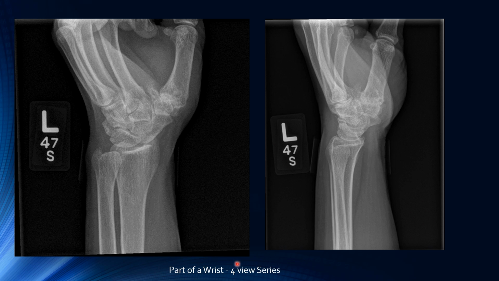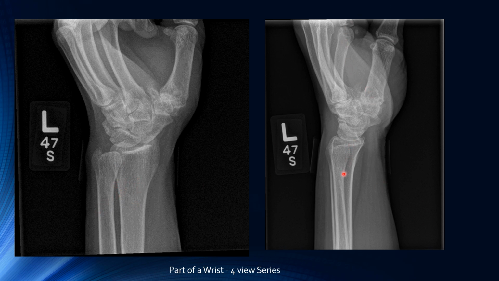Here is the additional 2 views of the four-part series. Here is the oblique wrist, and here is the lateral. Again, here you can see the slight little fracture on that scaphoid. Looks like the hand is obliqued a little bit too much. The wrist is not, the forearm portion is not bad.